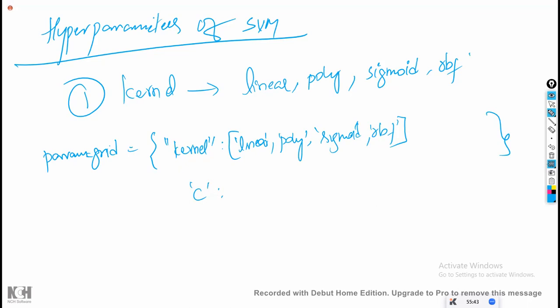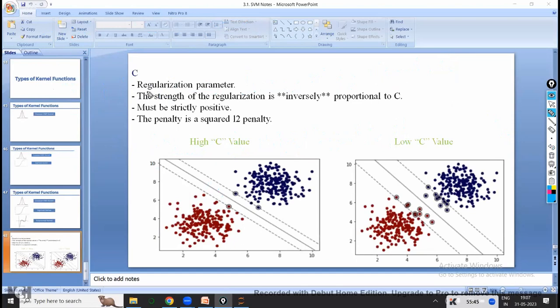Now, what is meant by C? C means regularization parameter. The strength of the regularization is inversely proportional to C. The higher the C value, the fewer support vectors it is going to select.